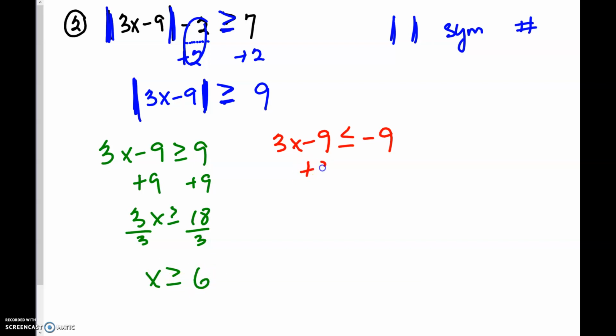And in the red one, we're going to add 9. So we have 3x is less than or equal to, no, -9 plus 9 is 0. And then we're going to divide by 3.